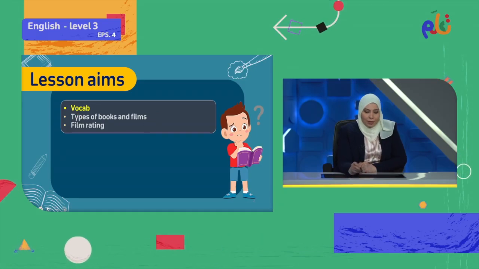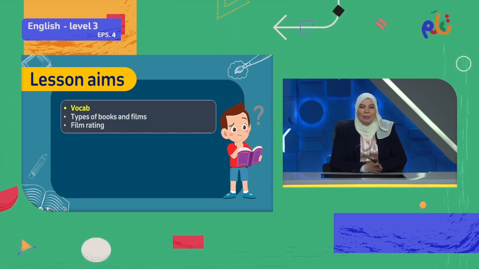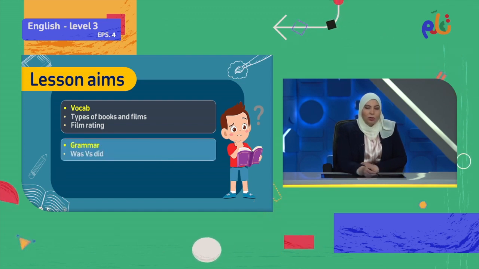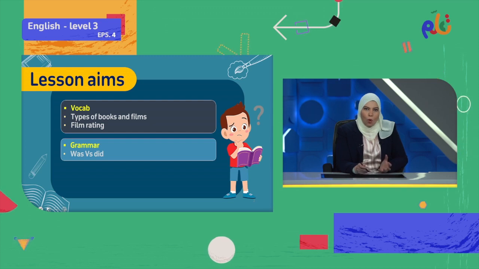So the first thing that we're going to learn today is vocabulary. And for vocabulary, we're going to speak about types of books and films. And we're going to look at film rating, and we're going to explain the meaning of film rating. And we're going to look at grammar as well. And for grammar, we're going to look at was versus did. When I use was and when I use did.